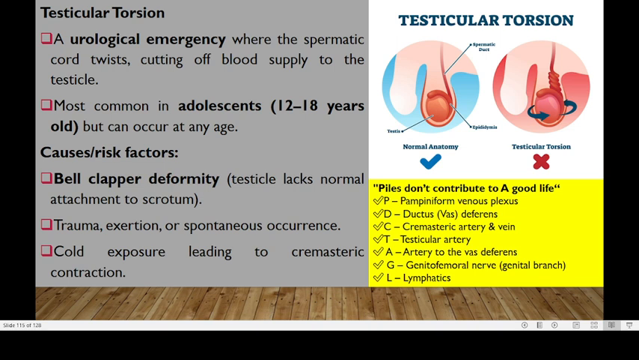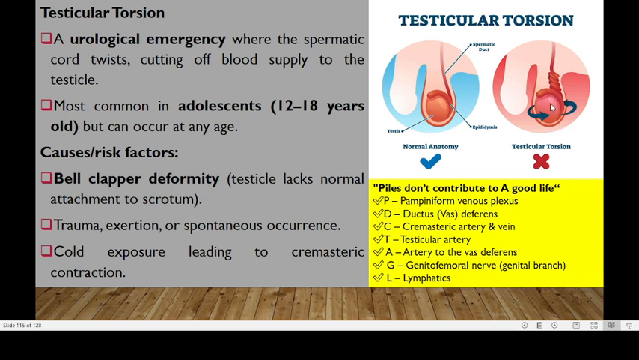It's more common in adolescents, that is between the ages of 12 to 18 years, but can occur at any age. Doesn't have to be that. The risk factors, we have the bell clapper deformity, where testicles lack normal attachment to the scrotum, or a case of trauma, exertion, or spontaneous occurrence, or cold exposure leading to cremasteric contraction, right? Notice on our diagram the difference between the normal anatomy and the testicular torsion, right?